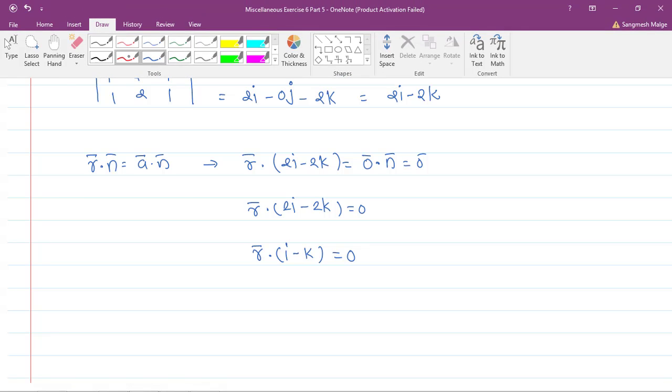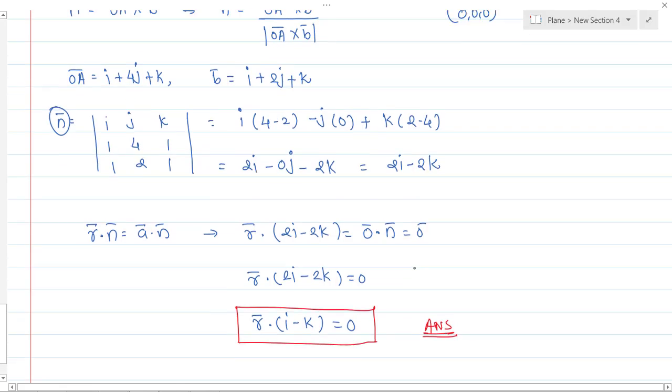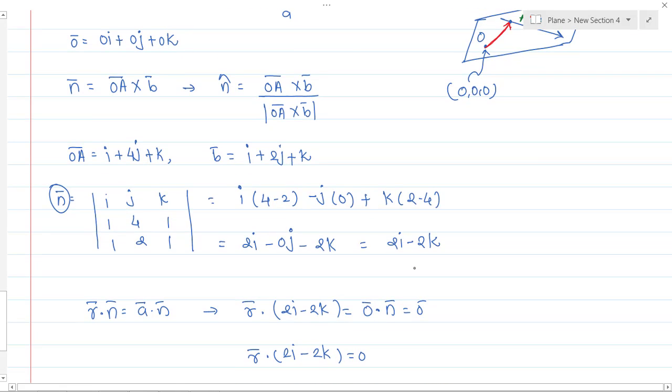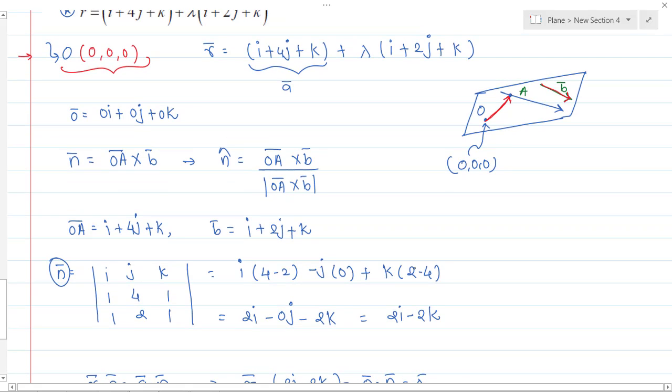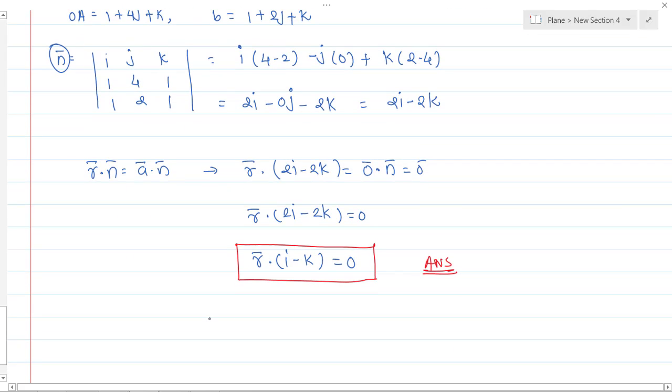This is the final answer, so let's have a box for this. I hope you are understanding all the concepts. Do not try to remember things right now. What you need to do is understand the steps, how the next step is coming. Okay, perfect. Now let's see the next question, question number 19.